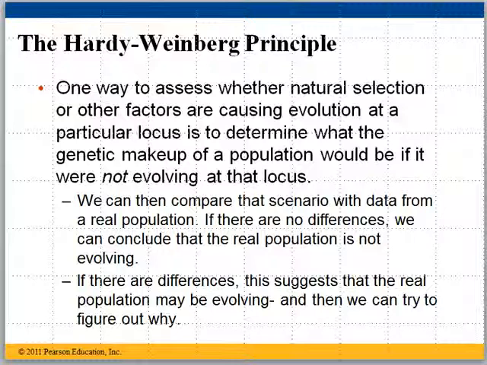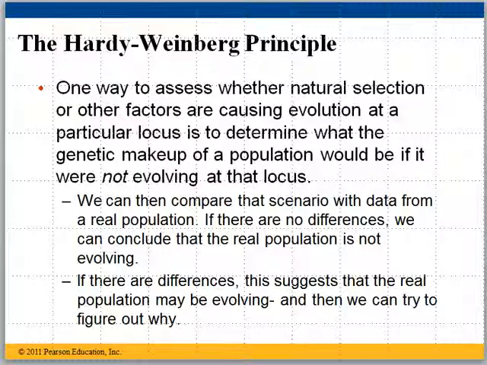We can then compare that scenario with data from the real world, and if there are no differences, we can say that, okay, there's no evolution going on. But if there are differences between the real world data and the Hardy-Weinberg principle or equation data, this suggests that the real population may be evolving, and then we can further investigate to try to figure out why, what is causing this shift in genetics or this change over time.